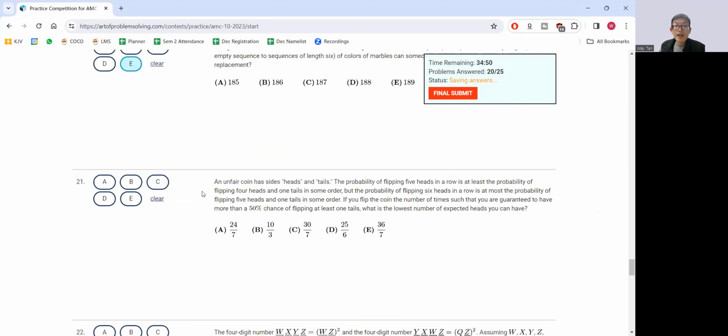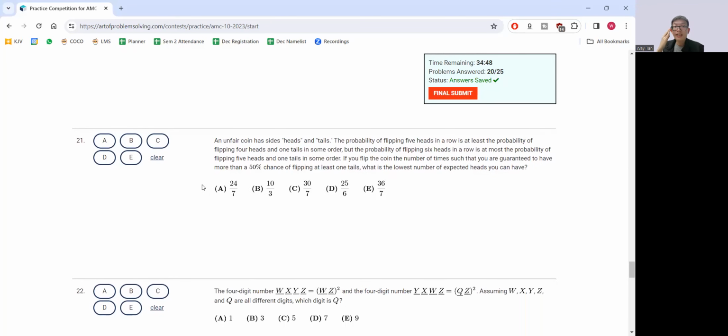Okay, question 21. Unfair coin has sides, heads, and tails. Probability of flipping 5 heads in a row is at least the probability of flipping 4 heads and 1 tail in some order, but this is an unfair coin. Okay. But the probability of flipping 6 heads in a row is at most the probability of flipping 5 heads and 1 tail in some order.